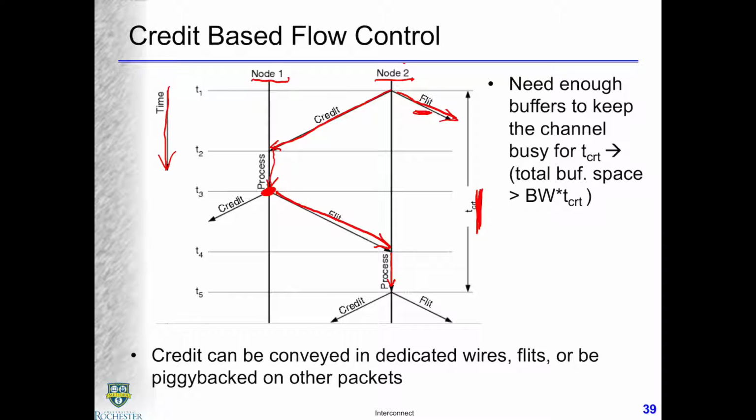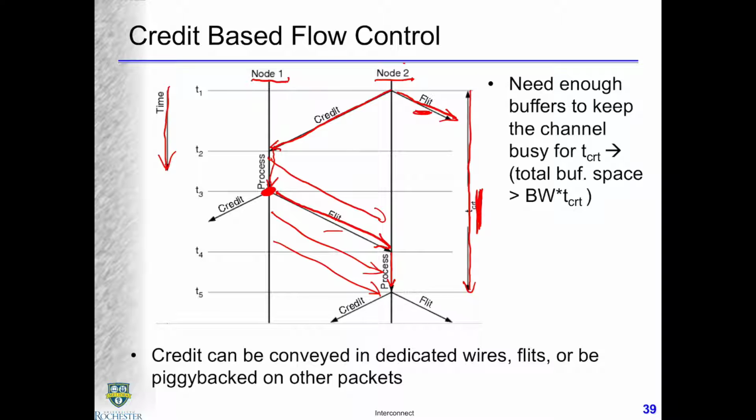Now, of course, you don't want to have just one credit, because if you have just one buffer, therefore one credit, then for this whole amount of time, you can only send one flit, and the rest of the time you're idle. What you want, to keep the channel busy, is for the flits to be pipelined. You want to send one here, send one there, so you can send continuously.